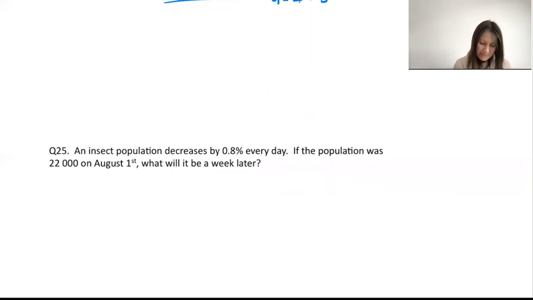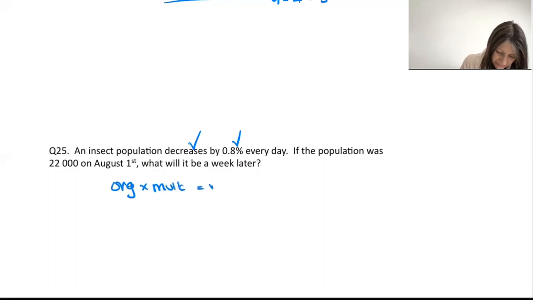So we've got an insect population that's decreasing by 0.8%. So we know that it's a 2-tick question already. If the population was 22,000 on August the 1st, what would it be a week later? So this population is decreasing every day. What would it be a week later?